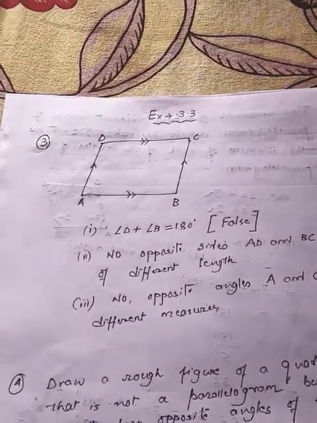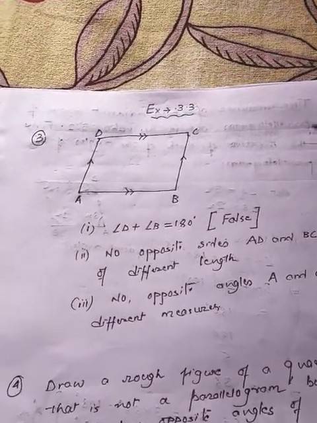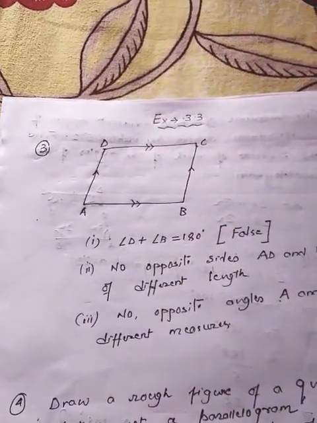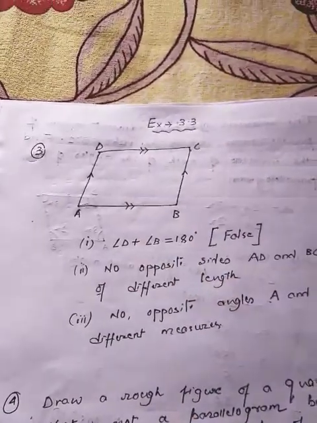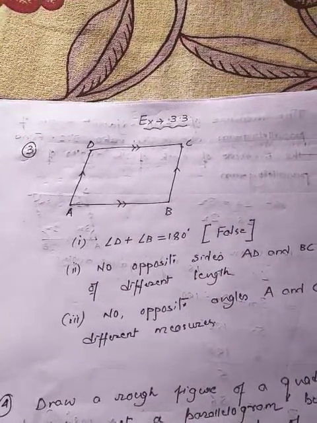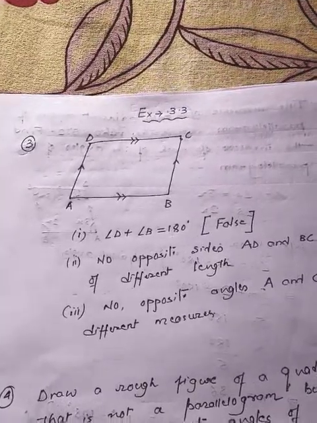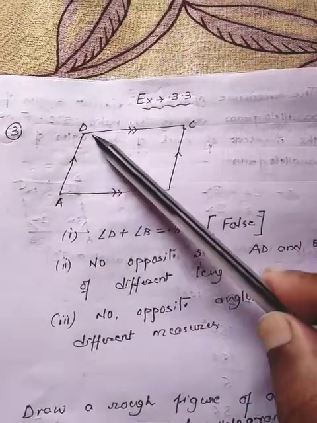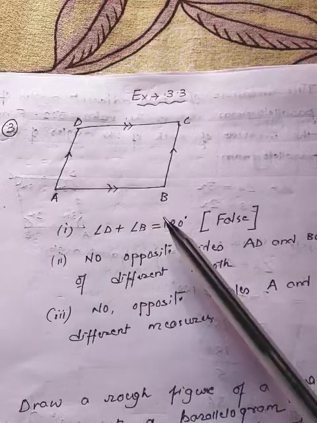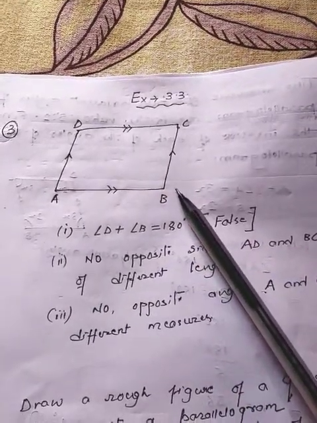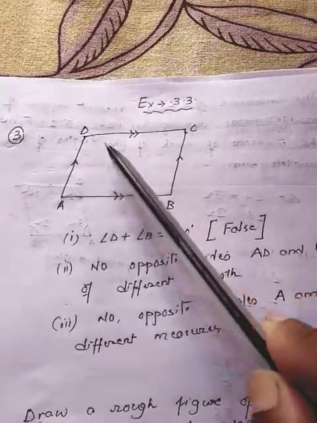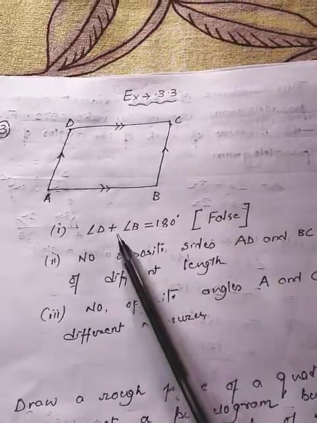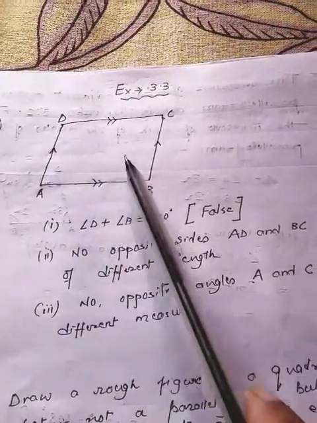Question number 3 is: can a quadrilateral ABCD, this is a rough sketch, ABCD is a quadrilateral, can it be a parallelogram? They have asked three questions. If angle D plus angle B equals 180 degrees, is it possible? No. Why? As we know, in a parallelogram the opposite sides are parallel and equal to each other, but they have shown that angle D plus angle B equals 180 degrees.